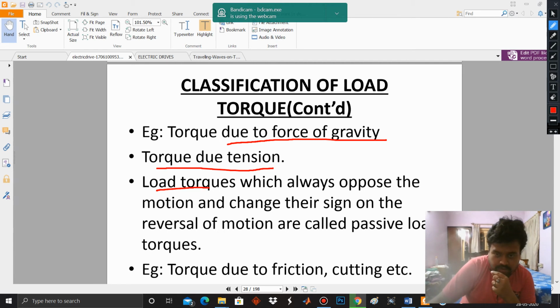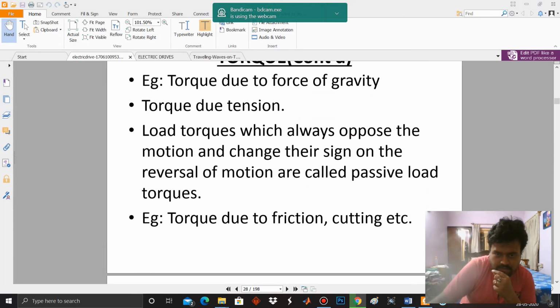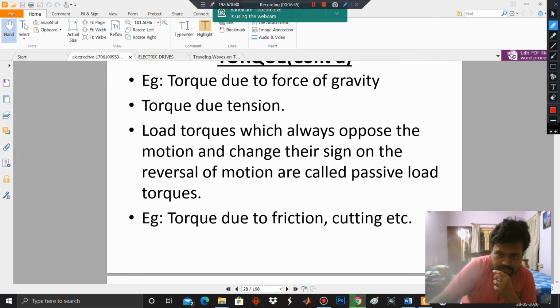So the load torques which always oppose the motion and change the sign on the reversal of motion are called passive load torques. So which opposes the motion, they are known as passive load torques, and which aids the motion are called active load torques. So passive load torques are torque due to friction, cutting, etc.